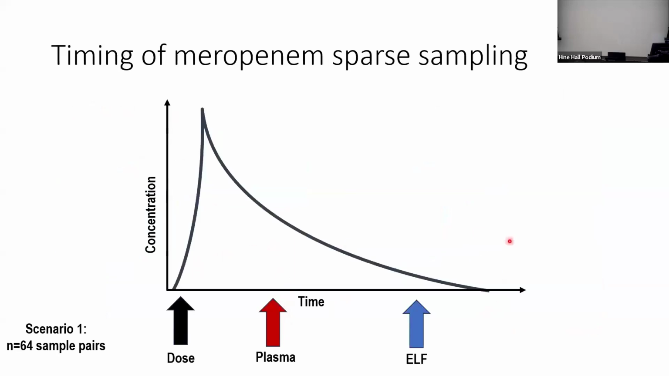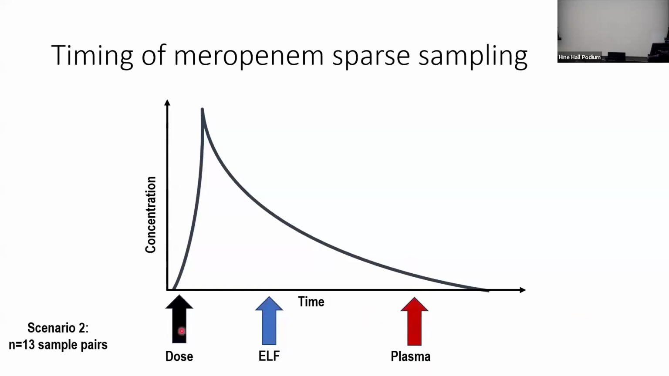In terms of the timing of the samples and what existed in the SCRIPT study, based on random sampling and the timing of samples not collected specifically for a pharmacokinetic study, we found a number of different sample pairs that followed different scenarios. The most common scenario that we saw was that a dose was received by a patient, and then they had some plasma sample that was collected, usually a morning lab plasma, and then followed up with some ELF or BAL, which we translated into epithelial lining fluid sampling, later on in the course of their dosing interval. So that was by far the most common scenario.